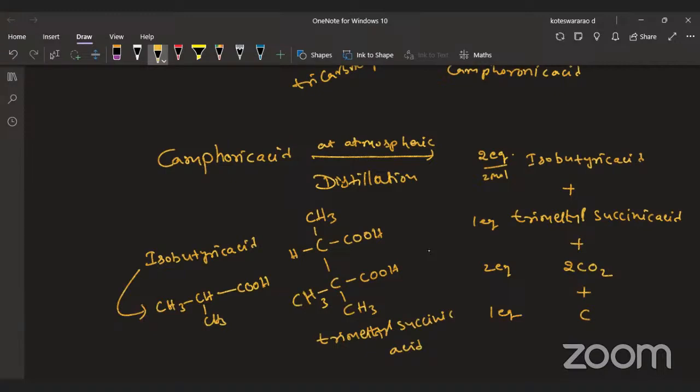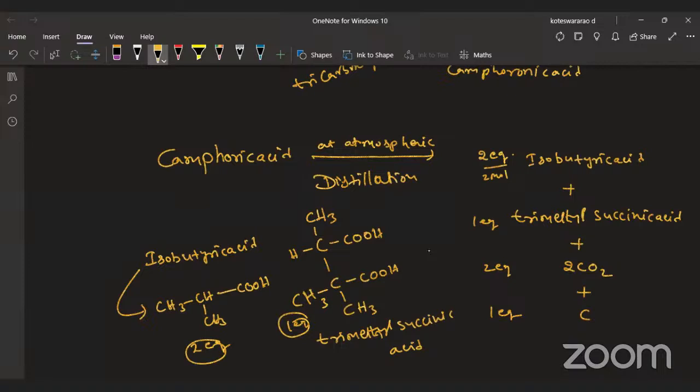Along with this, two equivalents of isobutyric acid are generated, two equivalents of carbon dioxide are generated, and one equivalent of carbon is generated.